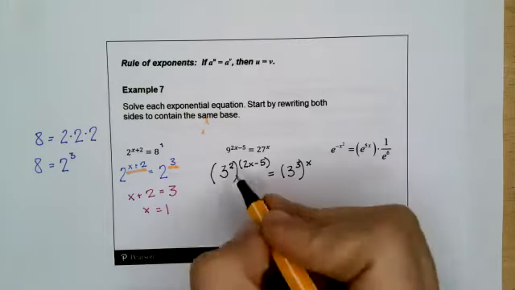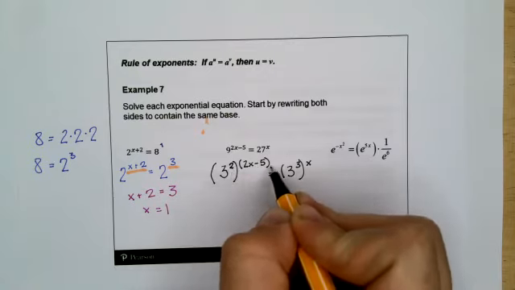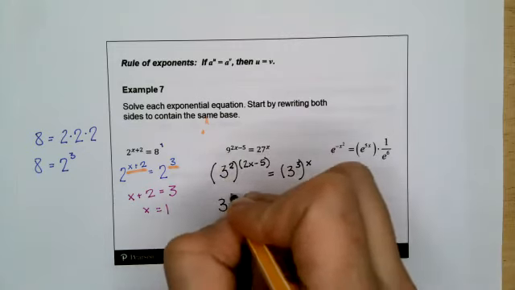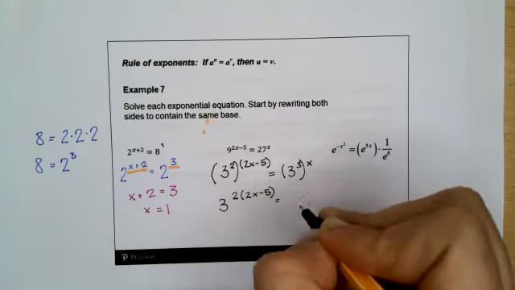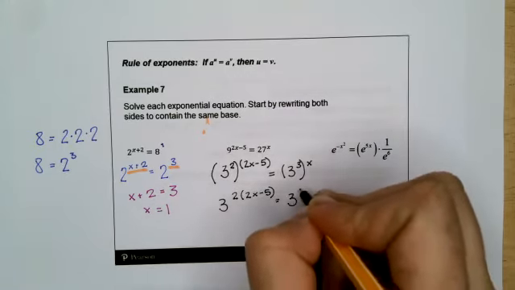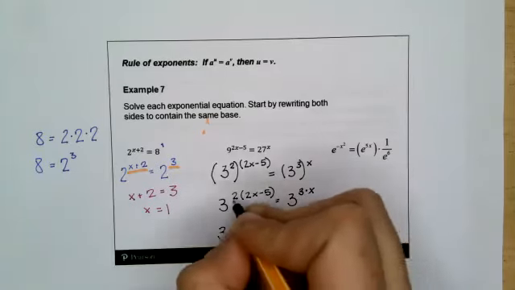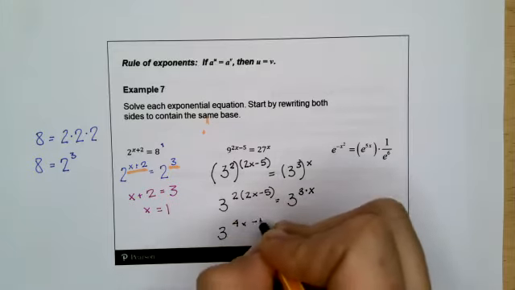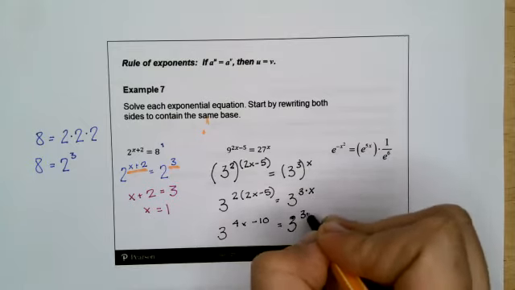Good. Now we're just multiplying exponents. We're raising this 2 to the power of 2x minus 5. So following the rule of exponents, we're going to multiply that 2 times 2x minus 5. Good. And here we're going to take that second 3, the exponent 3, and multiply it by x. So what we're going to get is 3 to the power of, distribute the 2, 2 times 2x is 4x. 2 times negative 5 is negative 10. Oops. 3 to the power of 3x.